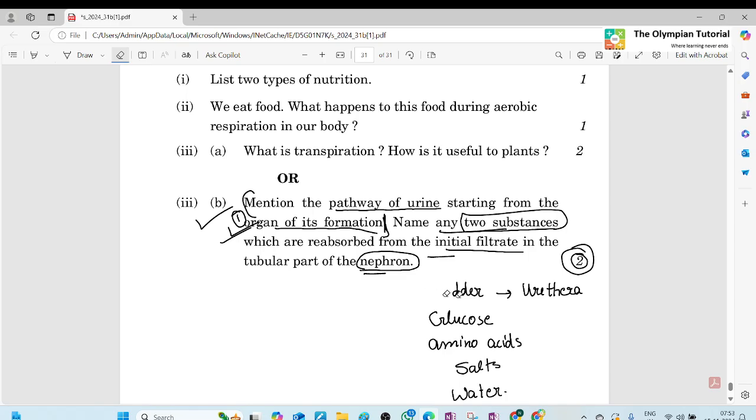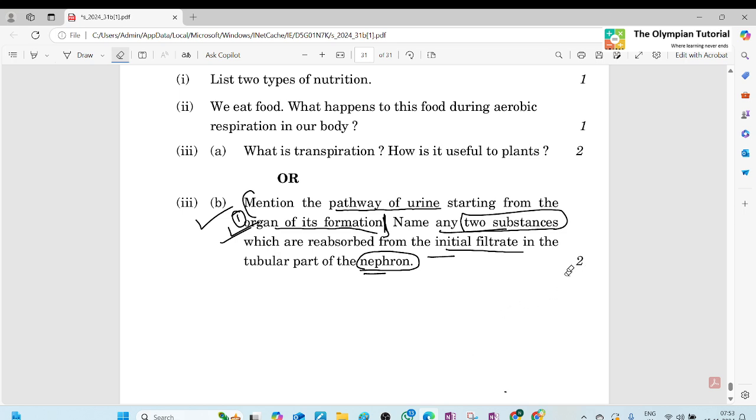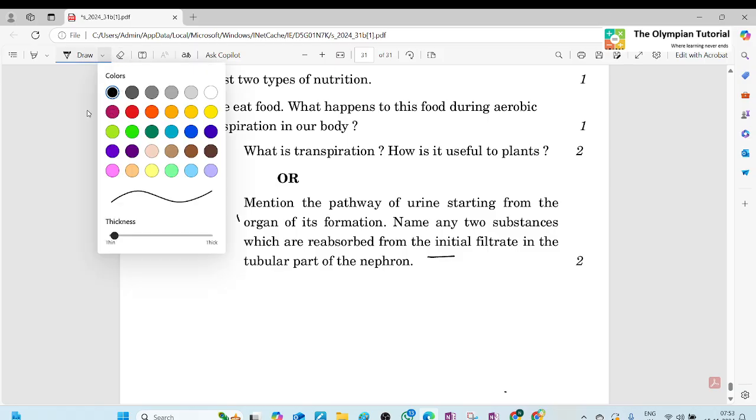Next, we are going upside. So next question, Thanya. What is transpiration? How is it useful to plants? It is a complete 2 mark question.